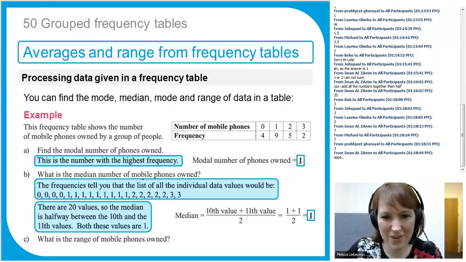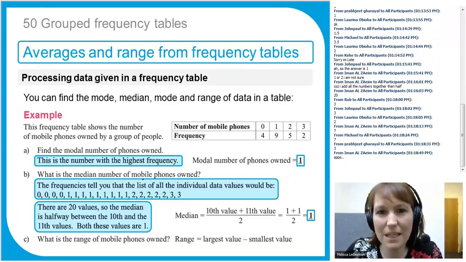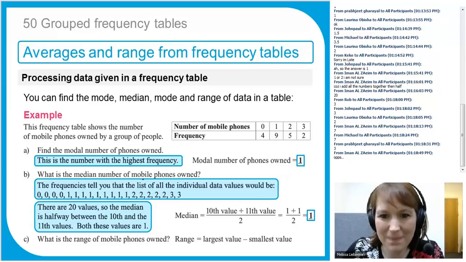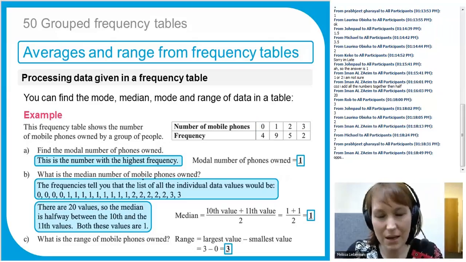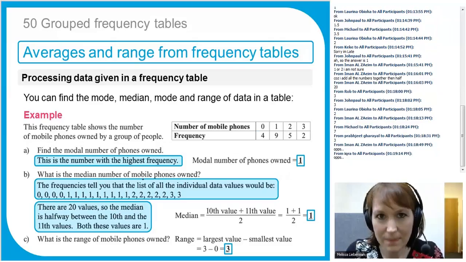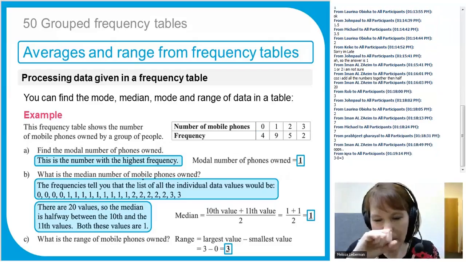Okay, so this is what this looks like. The largest value minus the smallest value. And by value, I mean the number of mobile phones and not the frequency. So this is the biggest value here, and this is the smallest value here. So the range of the numbers is between 3 and 0. So the range is 3. Is that okay for that one? Perfect, very good. Okay, happy with that?